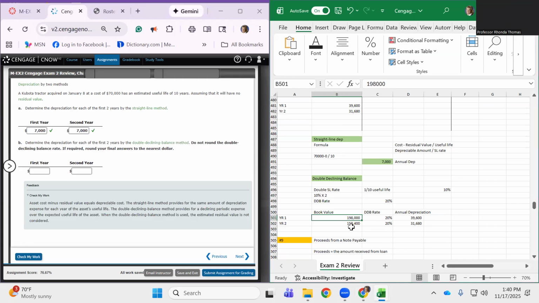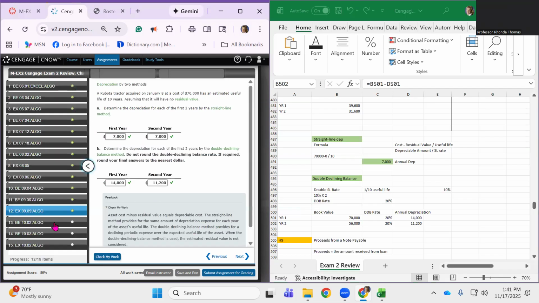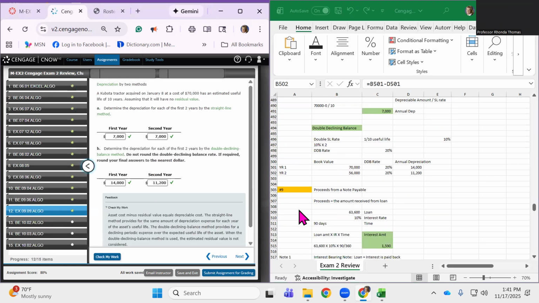So once again, we're starting off with a $70,000 asset. We're going to take 20% of it for the first year, which is $14,000. And then we subtract that $14,000 from the 70. So we have a new book value of $56,000. $56,000 times 20% is $11,200. So I think we're okay there. That one's not bad.